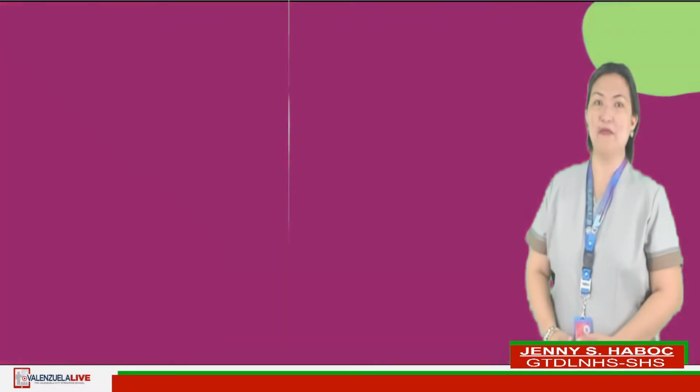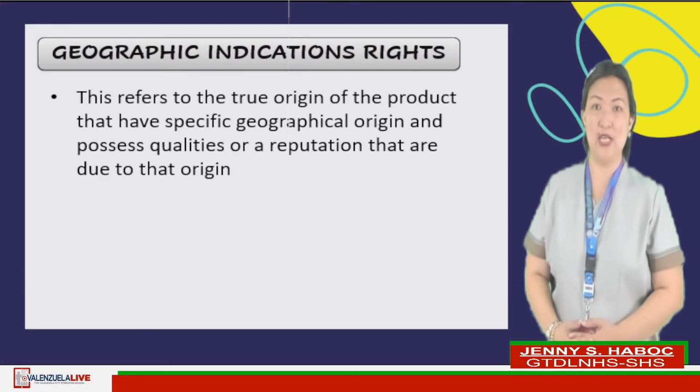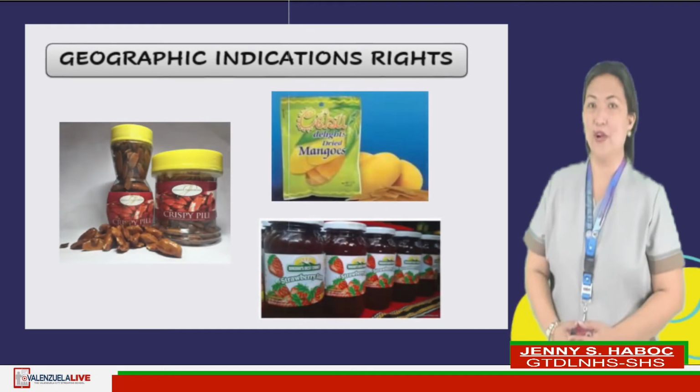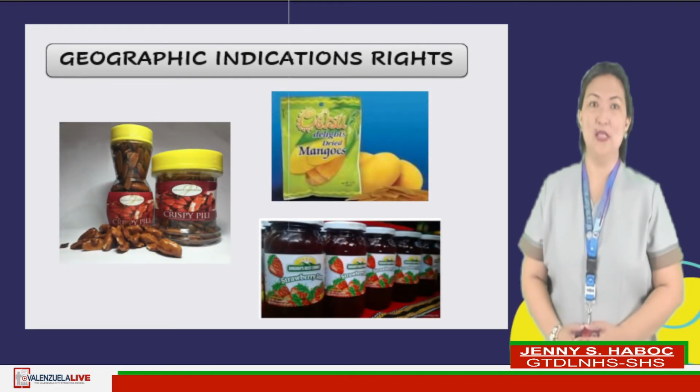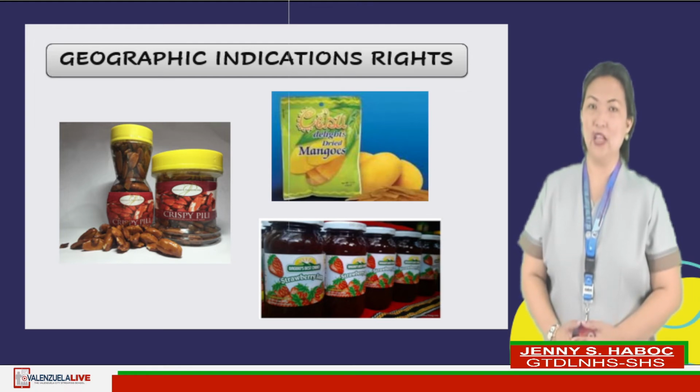Let's move on to the last type of intellectual property, which is the geographical indication or the geographical origins. Signs are used for goods that have a specific geographical origin and possess qualities or characteristics that are essentially attributable to the place of origin. For example, pili nuts from Bicol, dried mango from Cebu, and strawberry jam from Baguio. These rules ensure customers and all producers in the given geographical area have collective rights over the product and identify a product as originating in each place.